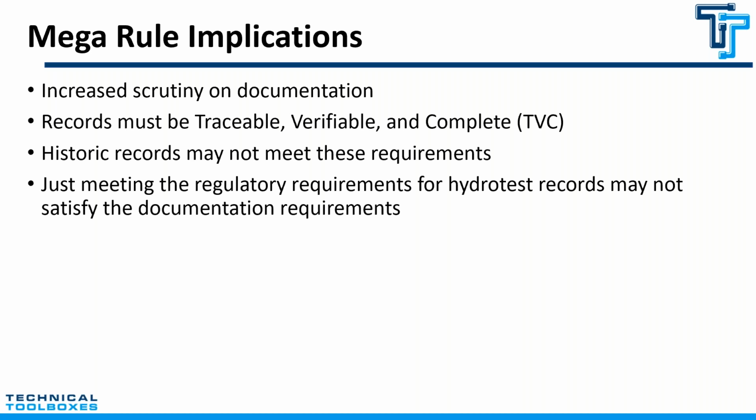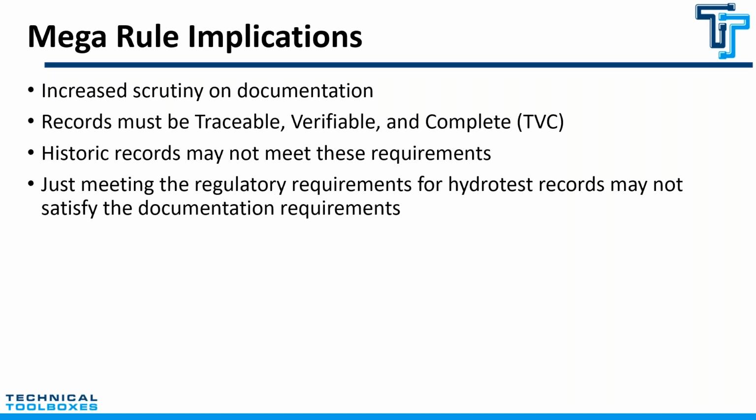Hydro testing is just one aspect, but there are other aspects in your Mega Rule that force you to look closely into the traceability of different aspects: the equipment used, the construction materials used. Everything has to be traceable now. So those are the Mega Rule implications you are looking forward to as we get into the phase of implementing the Mega Rule.